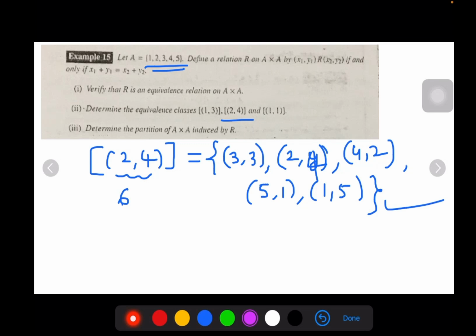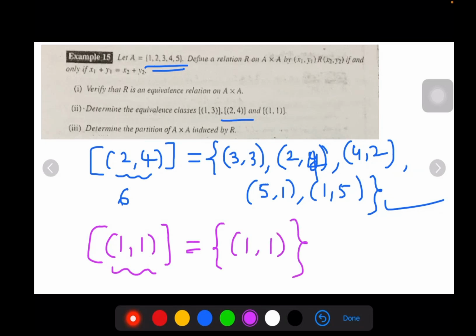Similarly, we will find out for 1, 1 also. 1, 1 result should be 2, right? As per our previous explanation. Therefore, any other combinations, no other combinations, it is none other than the same element. Therefore, 1, 1. So these are the values for the second sub question. Any doubt here?